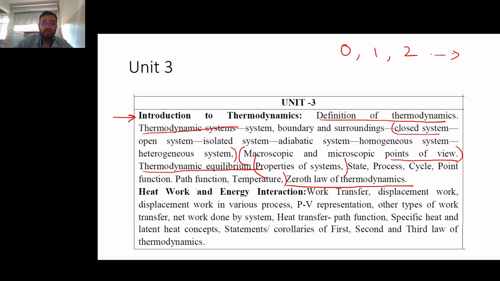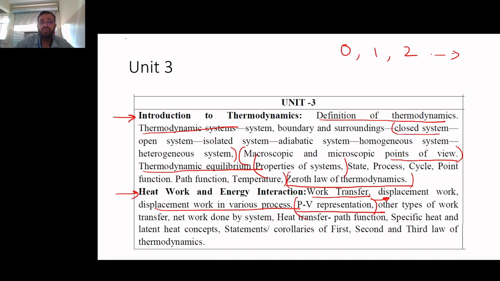So first of all, we'll be starting with the zeroth law of thermodynamics. Then we'll proceed to the concepts of heat and work interactions. First, we'll look at work transfer, and specifically, we'll go to a specific category of work transfer called displacement work. Then we'll be looking at different types of displacement work, and so, displacement work in various processes. We'll be looking at the representation on something called a PV graph.